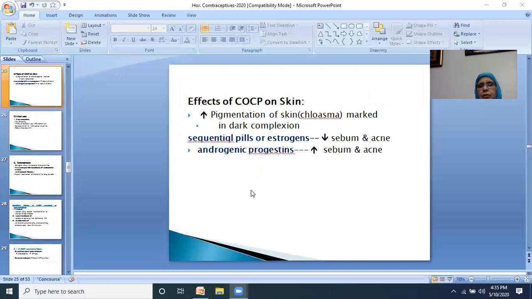Then they have some effects on the skin. There is increased pigmentation of the skin, which is known as melasma, and it is marked in dark complexion and exposure to ultraviolet rays. Sequential pills or estrogens decrease sebum and acne, and androgenic progestin increases sebum and acne. So according to the problem the patient has, we can change the preparation.